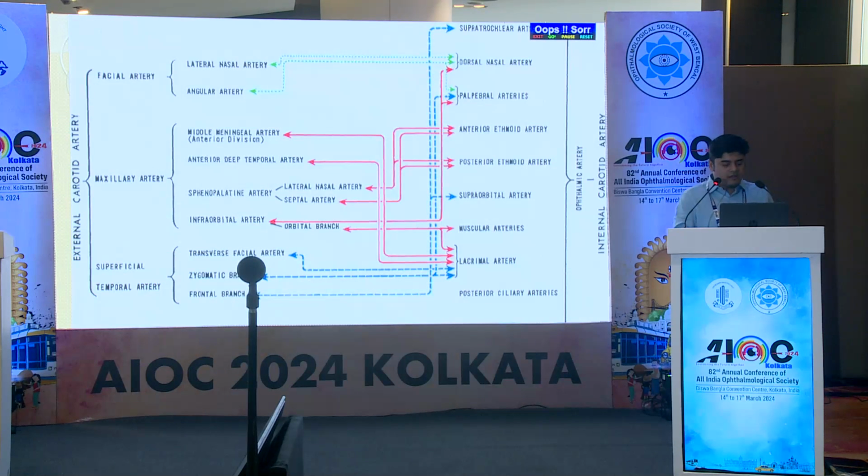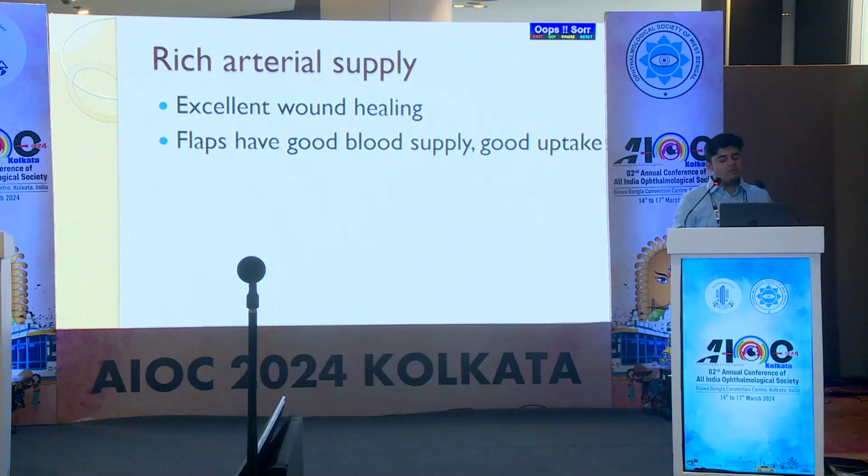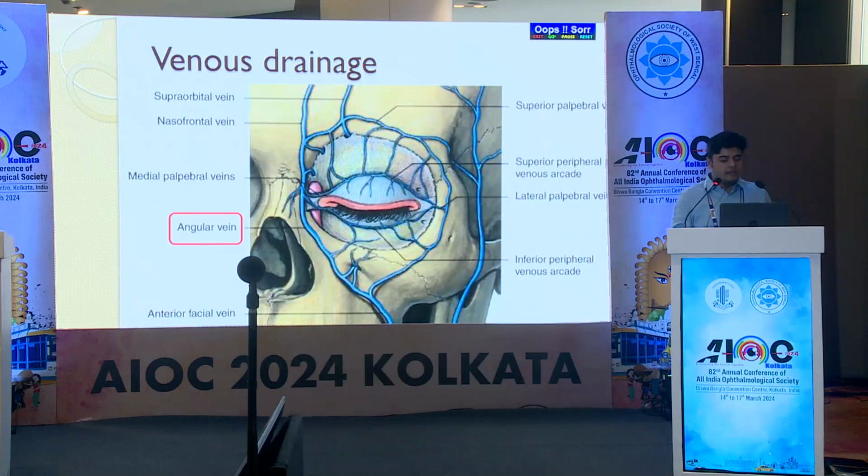But we have to remember there is extensive anastomosis between the external carotid system and the internal carotid system in the eyelids, and this causes excellent wound healing. Also, because there is so much good blood supply, the flaps also have good blood supply, and there is good uptake of the flaps in any surgery of the eyelids.